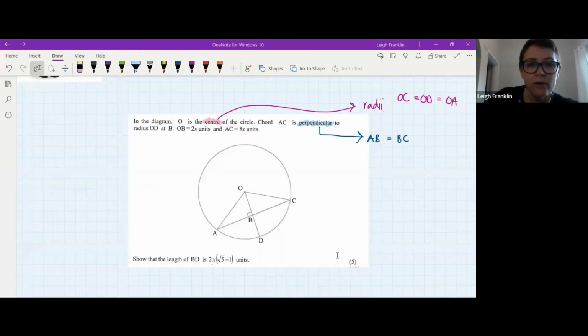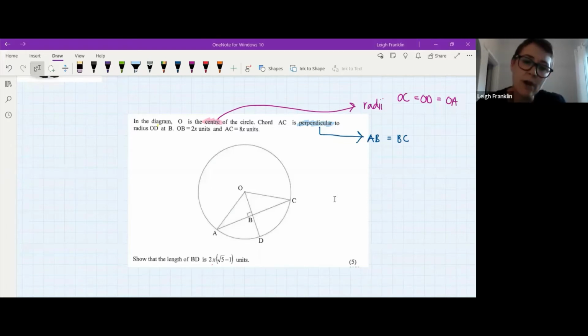There we go. Line from center perpendicular to chord. Well done, Panita. Okay, line from center bisects the chord, perpendicular to chord. So Otsile, it's very easy to get confused because there are two situations here: line from center perpendicular to chord, and line from center to midpoint of chord.